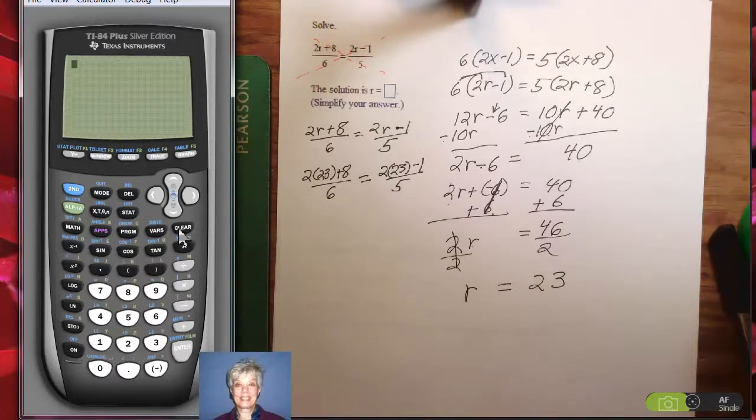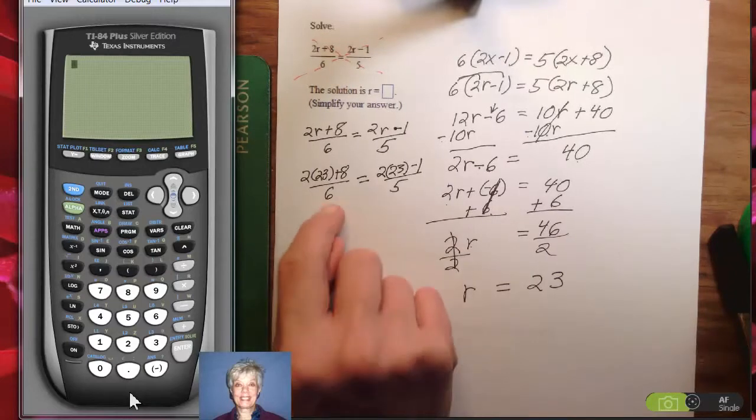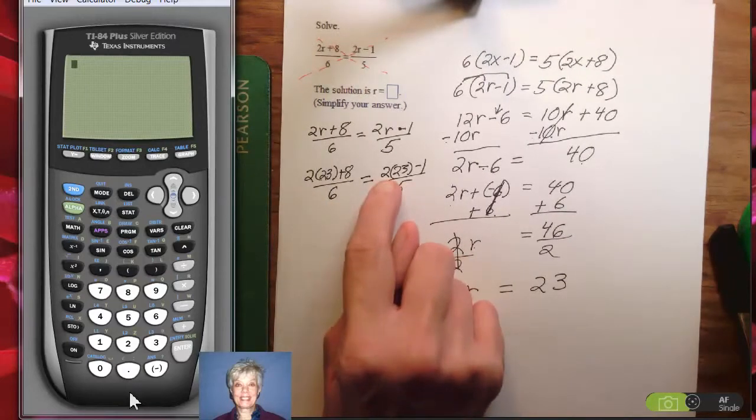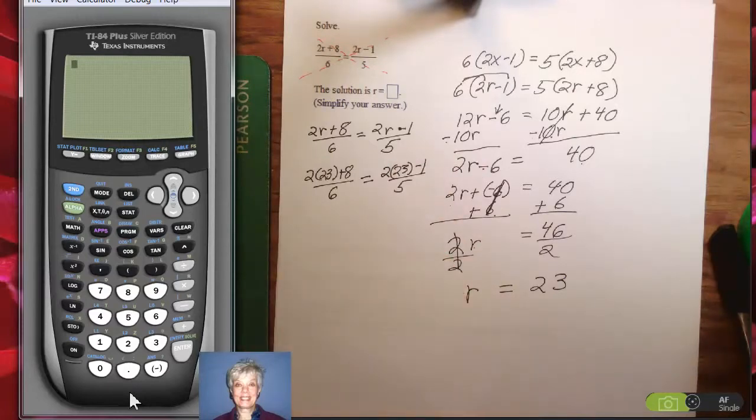Watch what I do. I am going to calculate the top separately. I'm not going to bring in the divide by 6. Here I'm going to say 2 times 23 plus 8, enter, then divide it by 6. Over here I'm going to say 2 times 23 minus 1, enter, then I'll divide it by 5. That will keep me from making a mistake. Okay, so we're going to have 2 parentheses 23 parentheses closed plus 8, enter. And I'm going to divide that by 6, and I get 9.